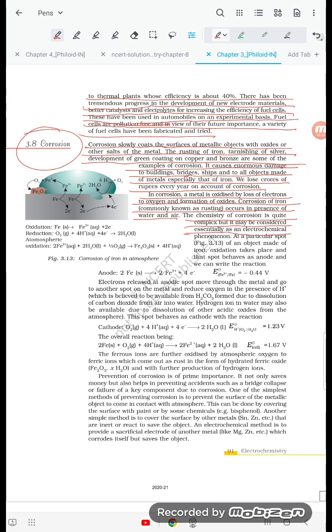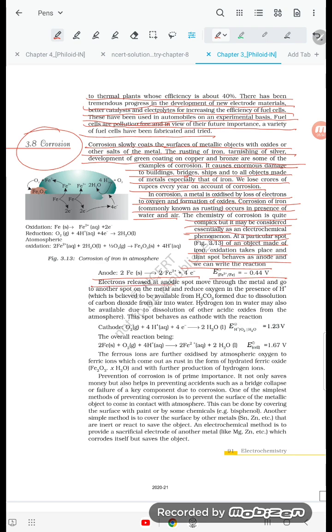As an electrochemical phenomenon, at a particular spot of the object made up of iron, oxidation takes place, and that spot acts as an anode, and we can write the reaction: 2Fe → 2Fe²⁺ + 4e⁻.